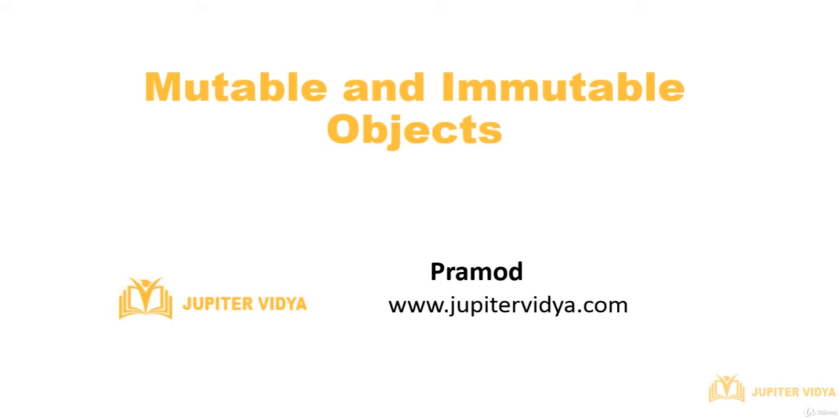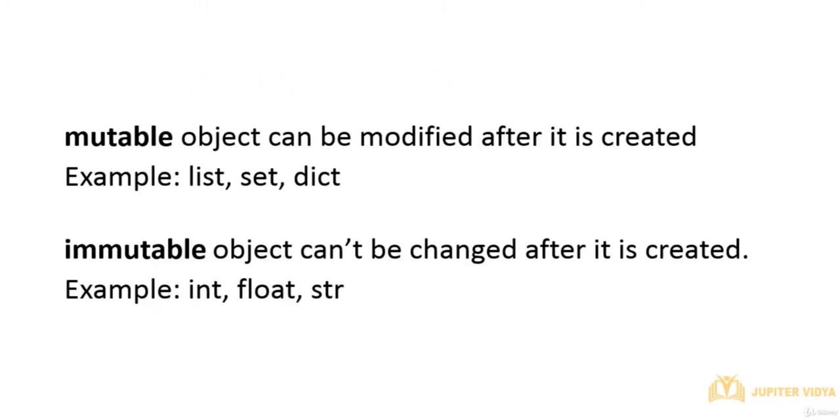Hello everyone, in this lecture we will learn about mutable and immutable objects. Mutable objects can be modified after they are created. For example, list, set, dictionary. All these are mutable objects. Whereas immutable objects cannot be modified once they are created.